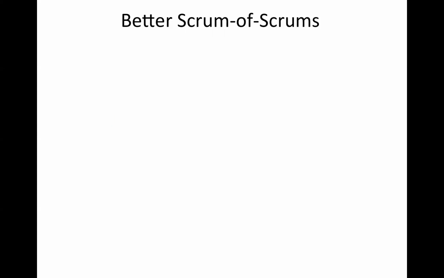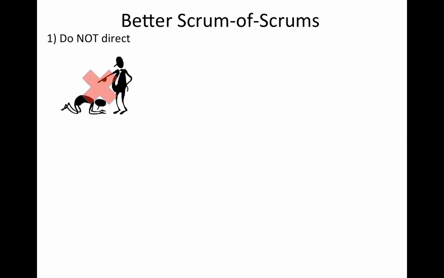You may already be doing some of these already. So first one, do not direct. There's a tendency of the chief Scrum lead who has more experience than other Scrum leads to direct things. Okay, so it's not the best management style. You want to be a leader, you want to be a facilitator, you don't want to direct. It's a hurdle for the Scrum leads to come together and discuss things.